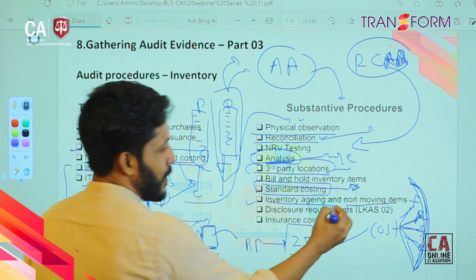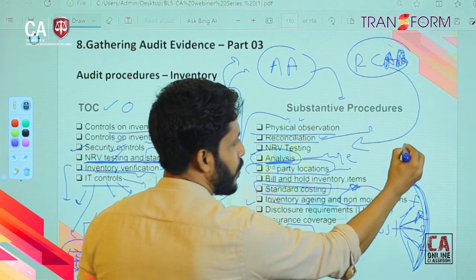Based on that aging, you can identify non-moving items. Accordingly, you can do the provision.